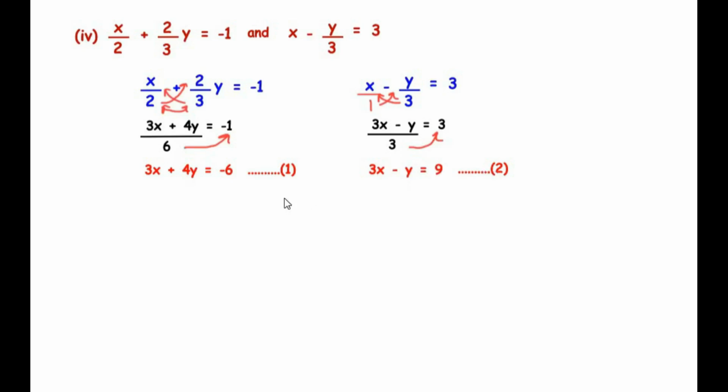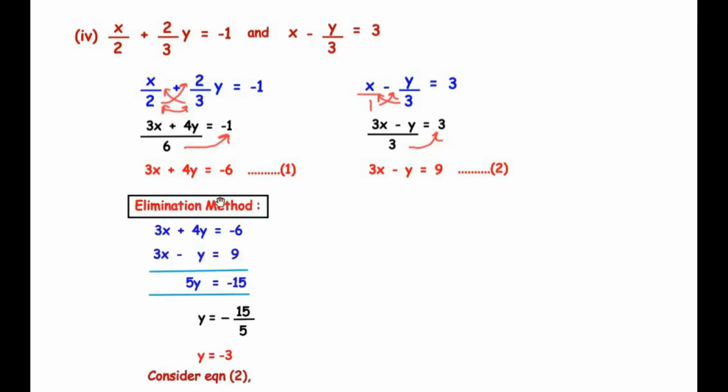Now once we have got both the equations in the standard format, let us begin with the elimination method. Now under the elimination method we have written our equation 1 and equation 2. Now here we do not have to multiply the equation 1 and equation 2 by the coefficients of x or y, because we can already see that the x terms are same in both the equations. So we can here directly change the signs of the second equation. So positive 3x becomes negative 3x, negative y becomes positive y, and positive 9 becomes negative 9. So 3x minus 3x gives us 0, plus 4y plus 1y gives us plus 5y, and negative 6 added with negative 9 gives us negative 15.